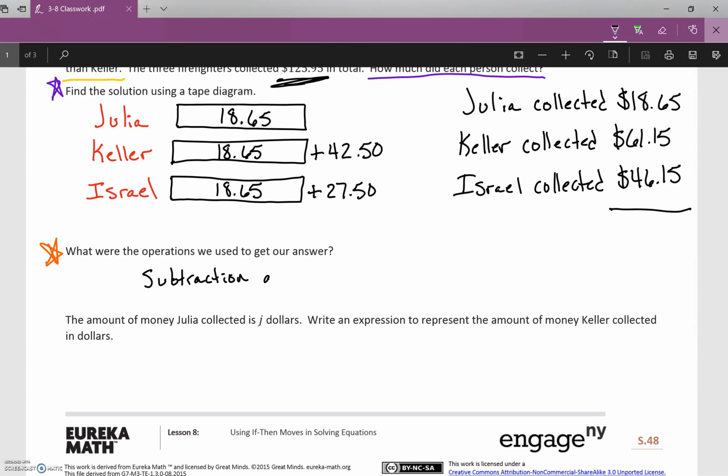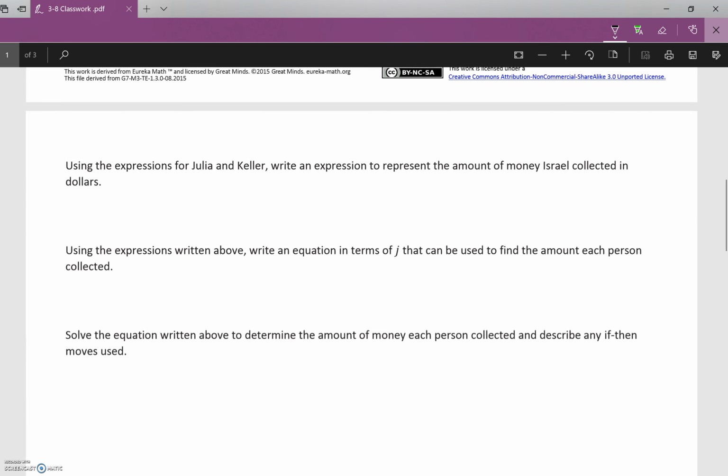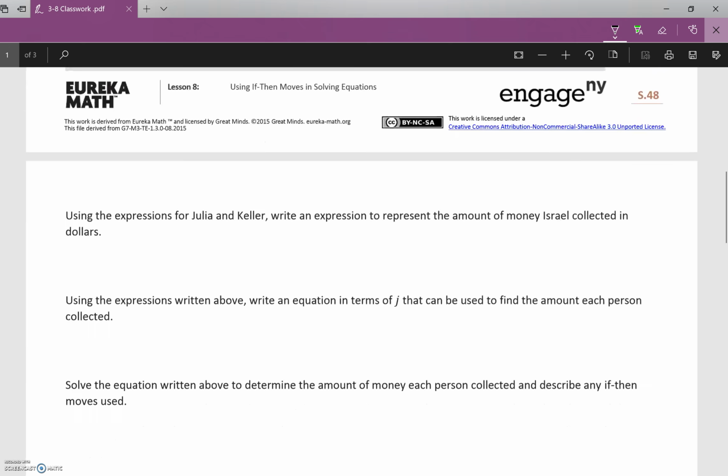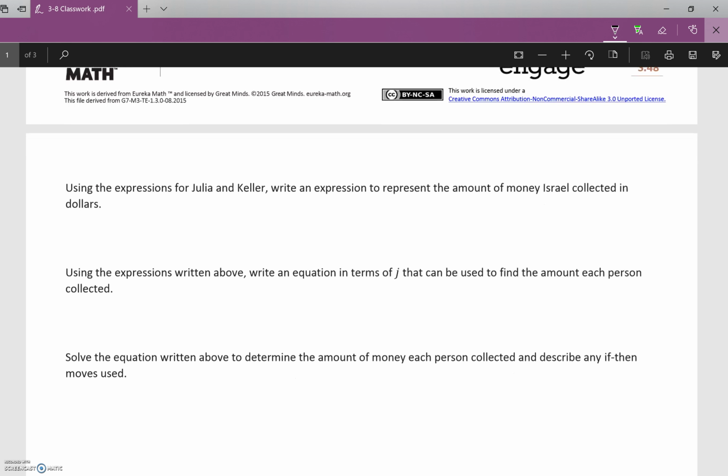We know that Keller collected more than Julia, right? So if we take a variable, J represents Julia's money. We know that Keller collected $42.50 more, so it's just Julia's money plus $42.50. Just practicing writing expressions. All right, so it says using the expression for Julia and Keller, write an expression to represent the amount of money Israel collected in dollars.